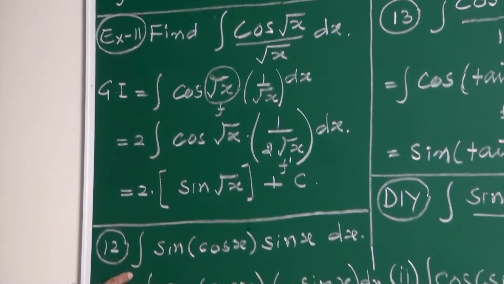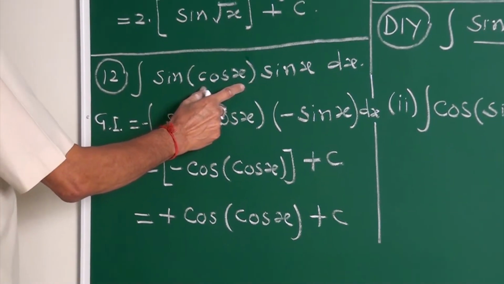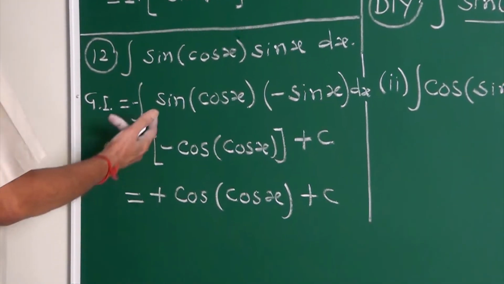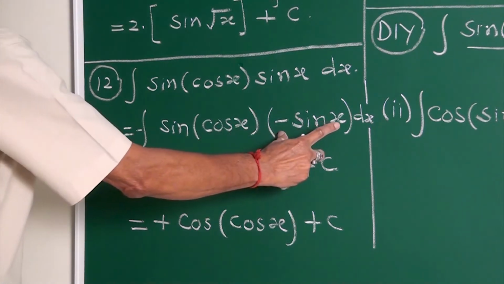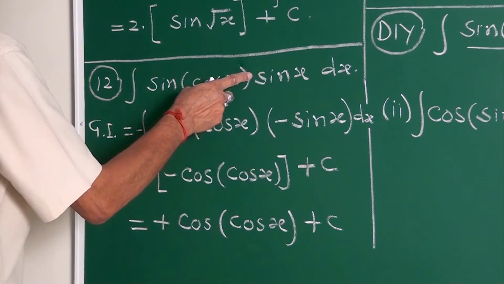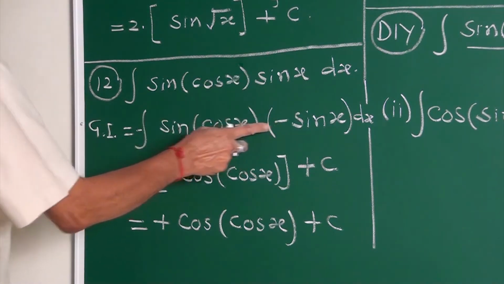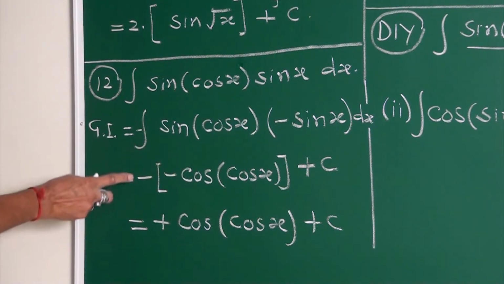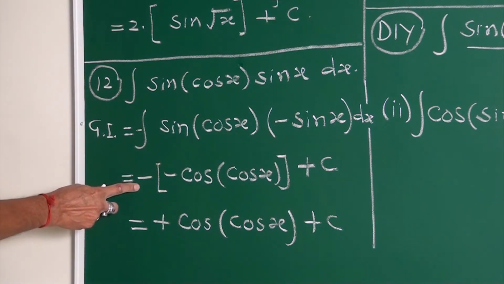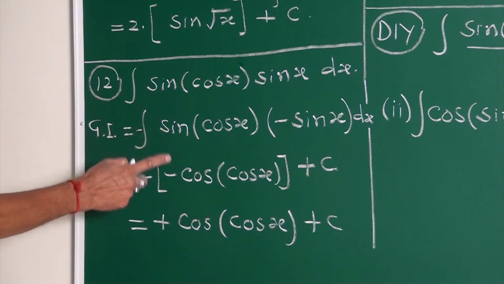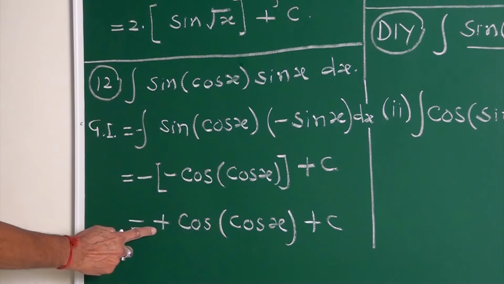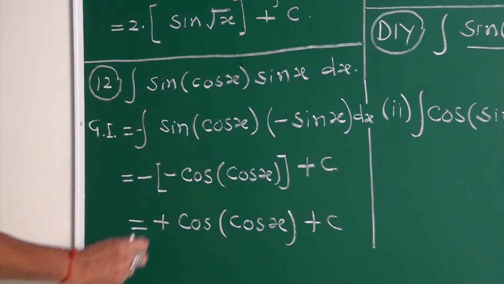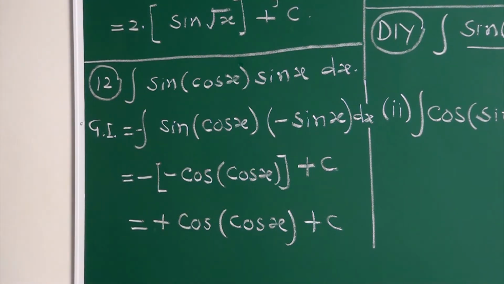Next, integral of sin cos x into sin x dx. Yes, sin cos x. What is the derivative of cos x? Minus sin x. That minus is not there, so this minus must be adjusted outside. Minus. What is the integral of sine? Minus cos, angle as it is, plus c. Minus of minus is plus cos cos x plus c.